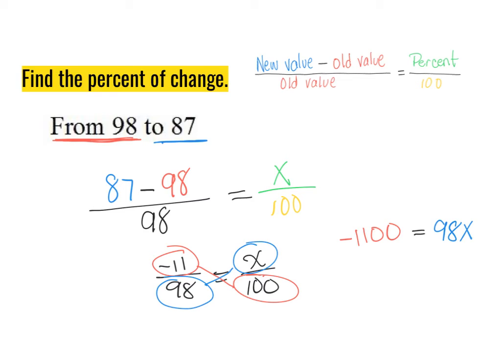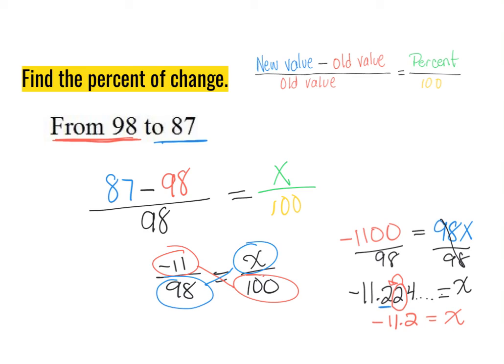So now I will solve for x. So divide by 98 on both sides. So my answer is going to be negative 11.224... Sometimes you do not get whole numbers, and if your instructions say to round, you round your answer. So I'm rounding to the tenths, so I'm going to look at that second number after the decimal place to determine whether I go up or stay the same. Because it's 2, negative 11.2 is my percentage.